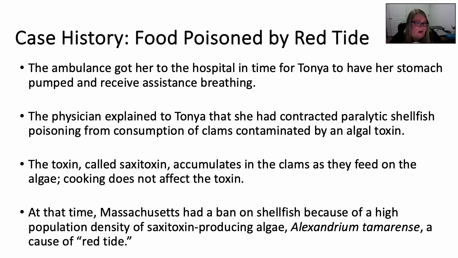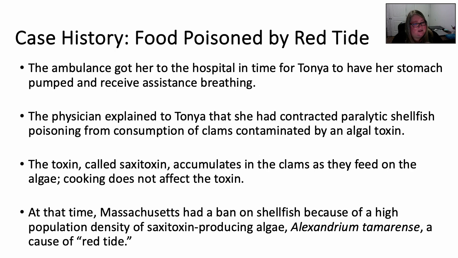Tanya had contracted paralytic shellfish poisoning because she had consumed clams that were contaminated with an algal toxin. This toxin is called saxitoxin, and it accumulates in clams as they feed on the algae. The thing is, with this toxin, cooking does not affect it. It does not denature it as a protein. It survives cooking. So even though she cooked the clams, she still got exposed to the toxin.